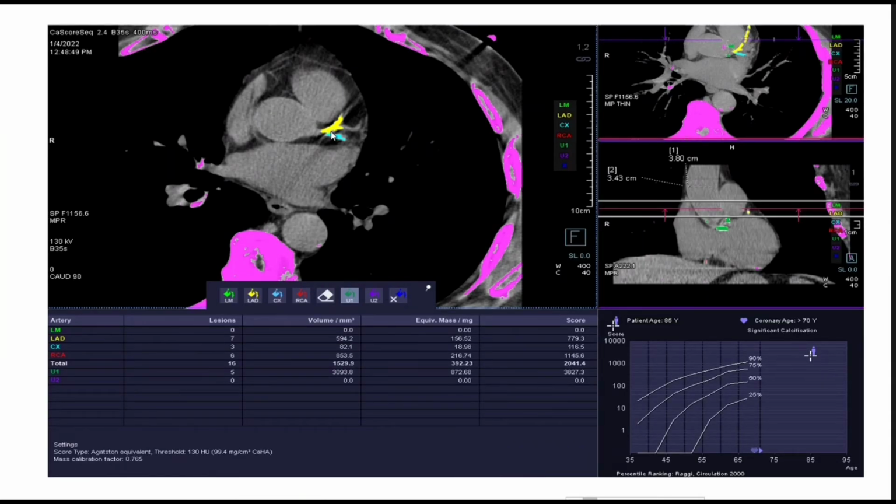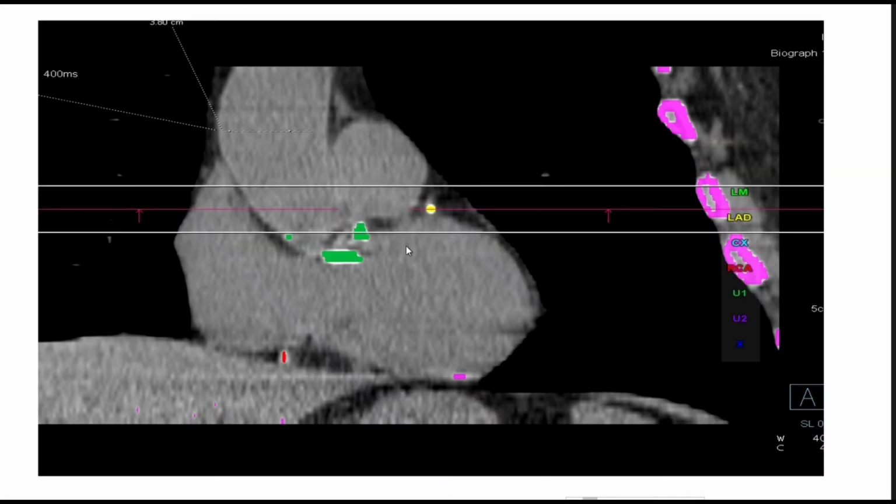He does have significant coronary calcification with a score of, we got 2,041. However, the techs were also able to identify a non-coronary calcium score of 3,827. And that would all be located right here on the aortic valve.